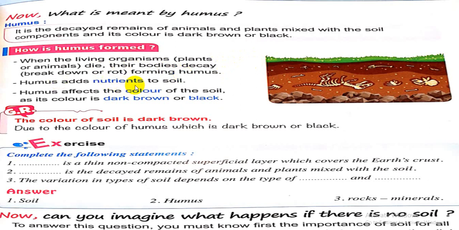Humus adds nutrients to the soil, and humus affects the color of the soil because its color is dark brown or black. So, when asked to give a reason why the color of soil is dark brown or black, say: due to the color of humus, which is dark brown or black.